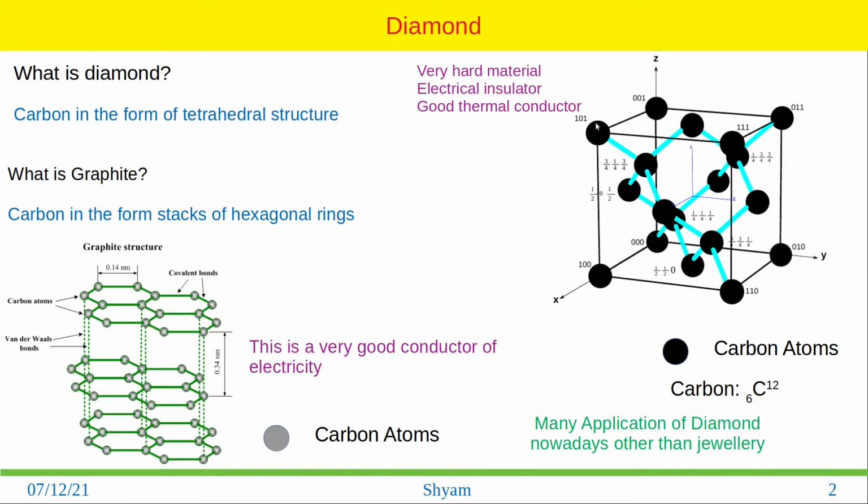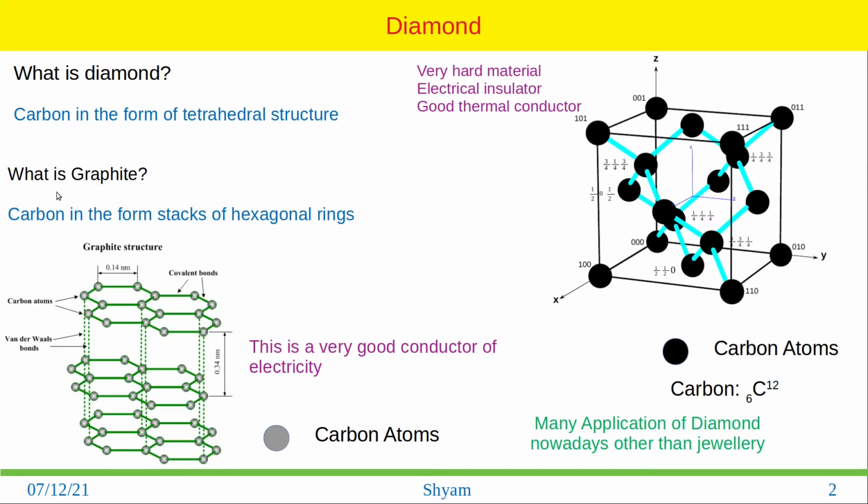So this is the tetrahedral structure. It's a bit technical, but we can consider that this is the tetrahedral structure. If you put the carbon atoms in this particular form, it will make the diamond. Now we know carbon in the periodic table has the atomic number of 6 and the atomic weight of 12. So if you put the carbon in this form, like this carbon and this also carbon, then this will get some special properties: it will become a very hard material, an electrical insulator and a good thermal conductor.